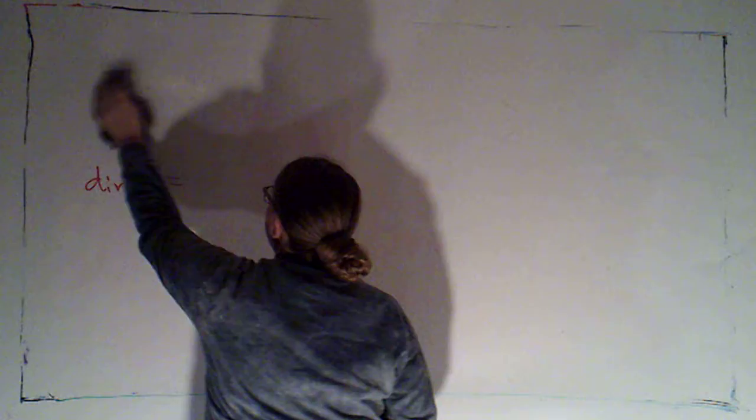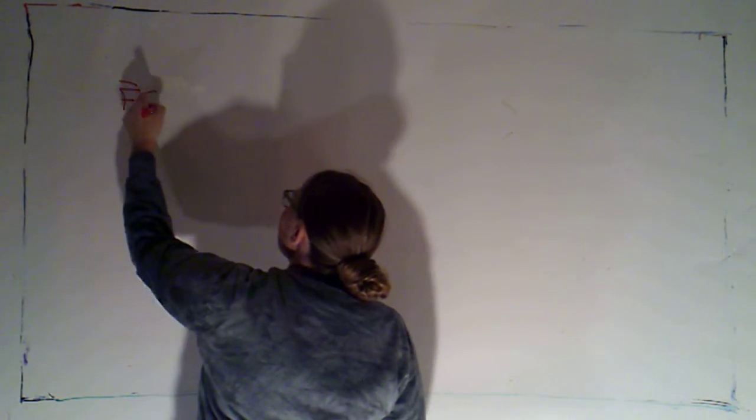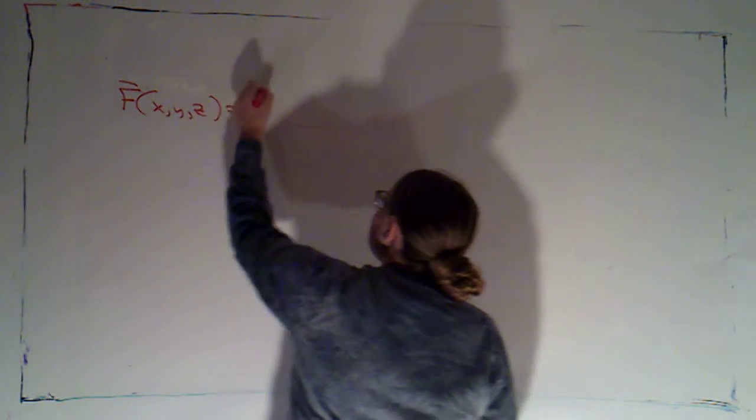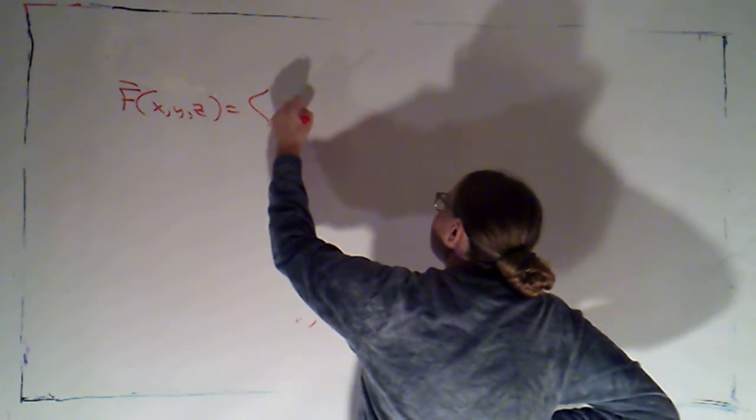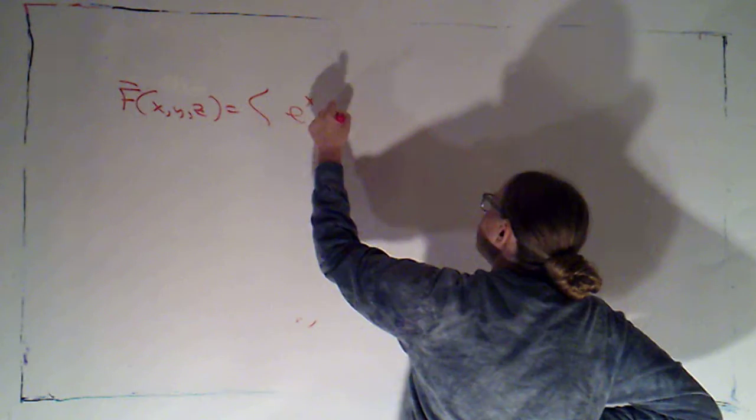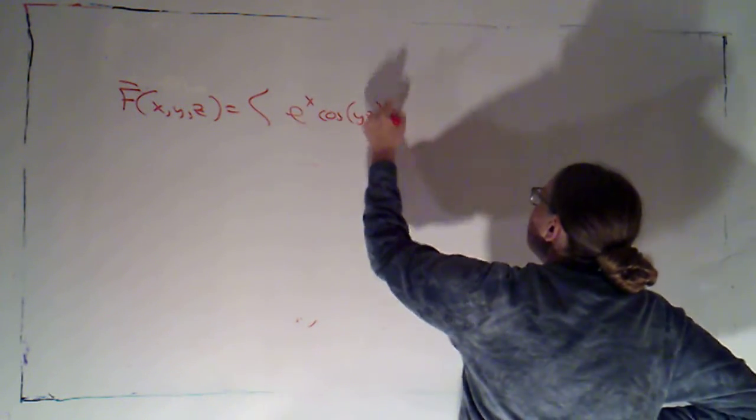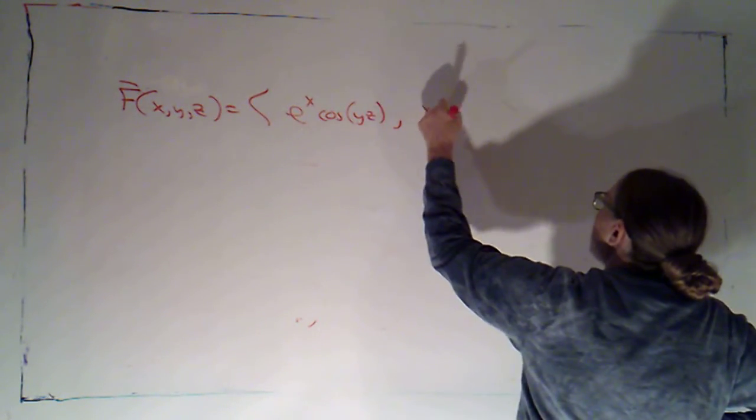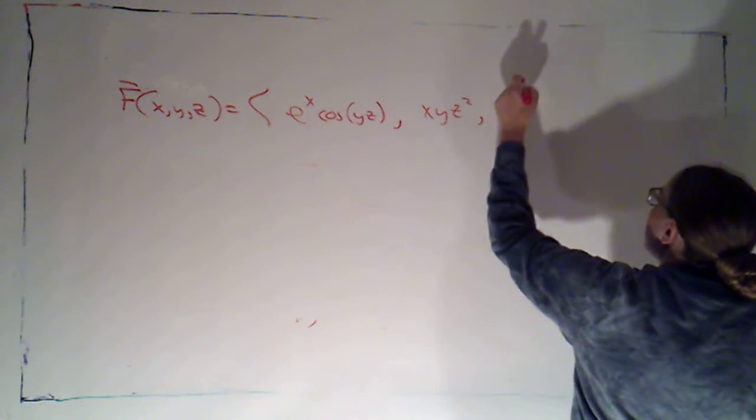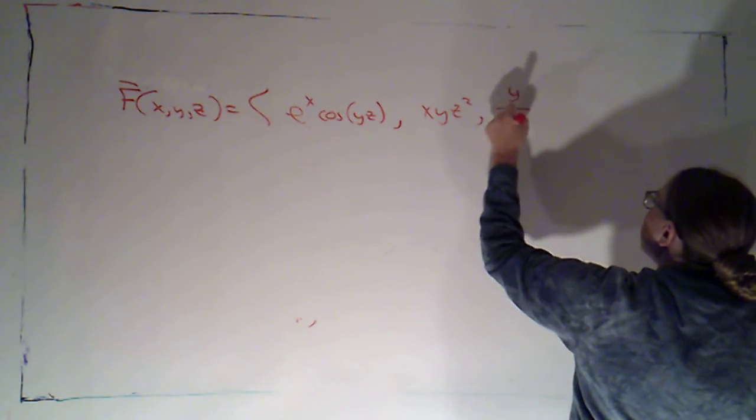Sorry, not of a real valued function. We can't do that. Of a vector field. Okay. So let's suppose that we have f of x, y, z is the vector field e to the x times cosine of yz, comma, xyz squared, comma, y over xz.